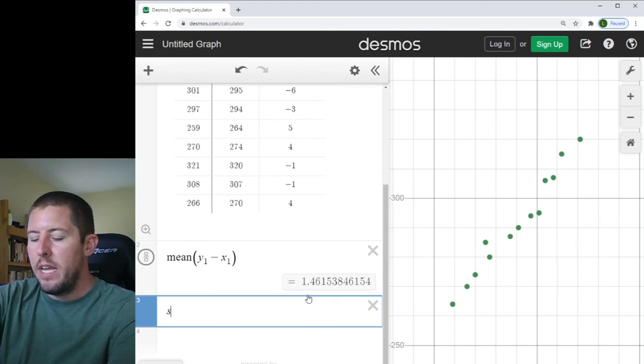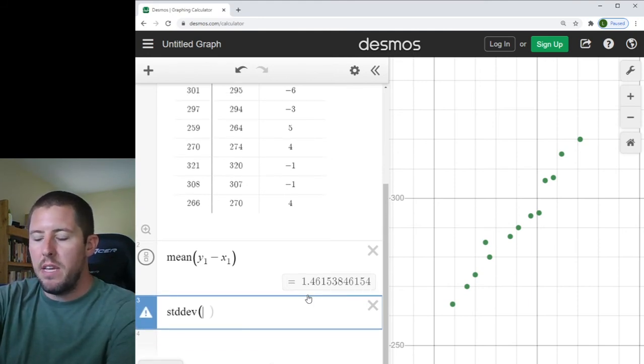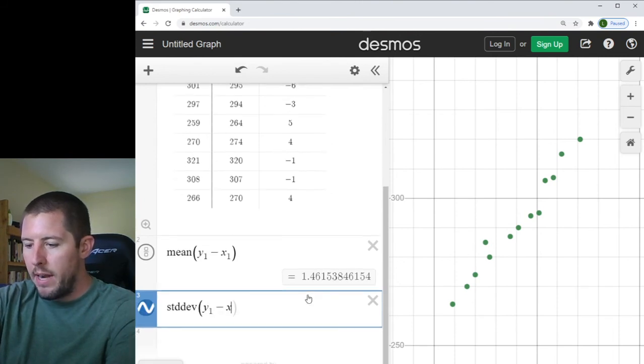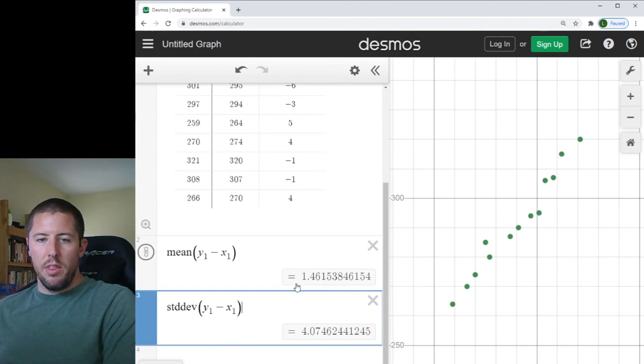The other thing we need is our standard deviation, and STDDEV will do that for us, y1 minus x1. And that's going to tell us our sample standard deviation. So this is our x bar of interest in this problem. This is our s of interest in this problem right here. So I'm seeing a 1.46 and a 4.07.